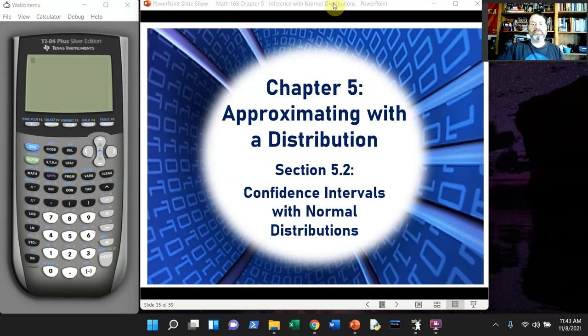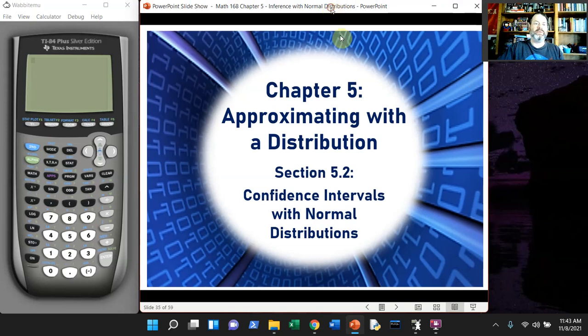So it's pretty much the same as what we did in 5.1. It's a lot shorter of a section, obviously, because we don't have to do as much background information. So this one will be pretty quick. It's not an hour long like the last one was. So let's get started.